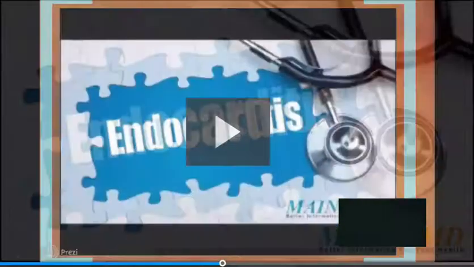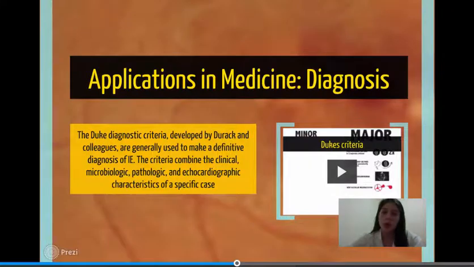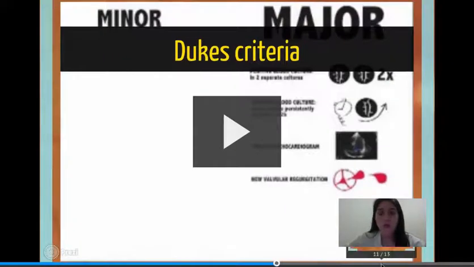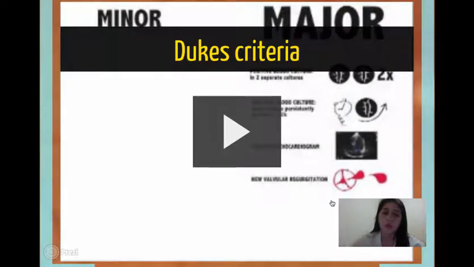So those are the symptoms. Now the diagnosis. The Duke diagnostic criteria developed by Durack and colleagues are generally used to make a definitive diagnosis of infective endocarditis. The criteria combine the clinical, microbiologic, pathologic, and echocardiographic characteristics of a specific case. So, what are the Duke diagnostic criteria? Here's a video that shows you the different types of criteria, which are divided into major and minor.